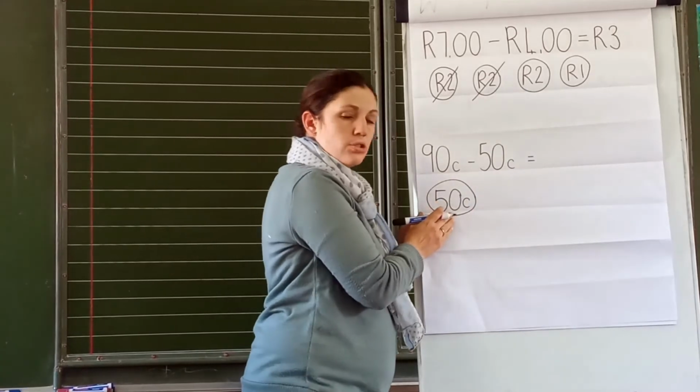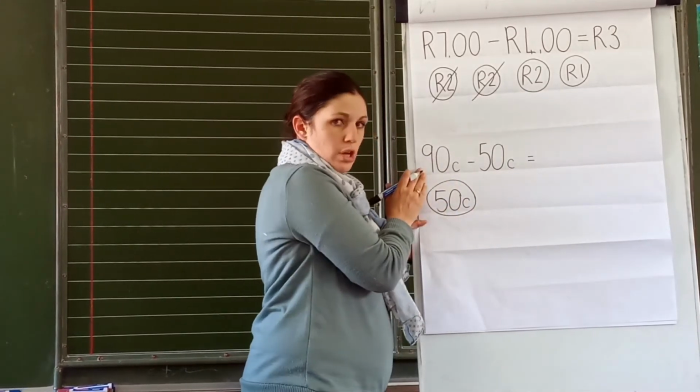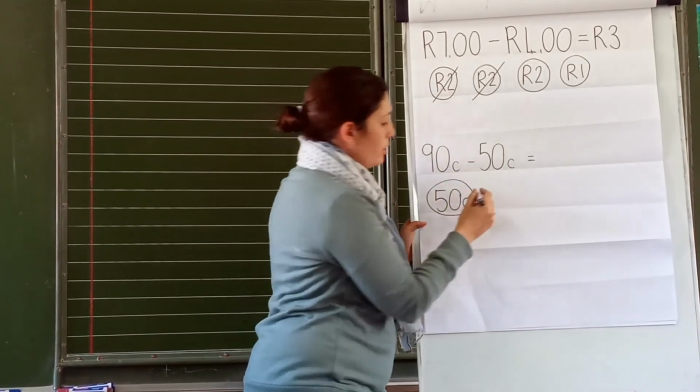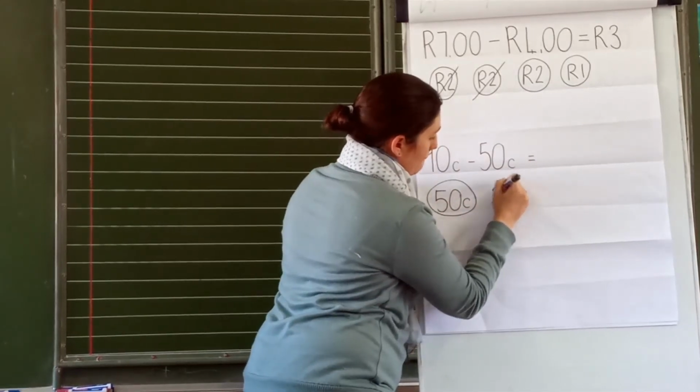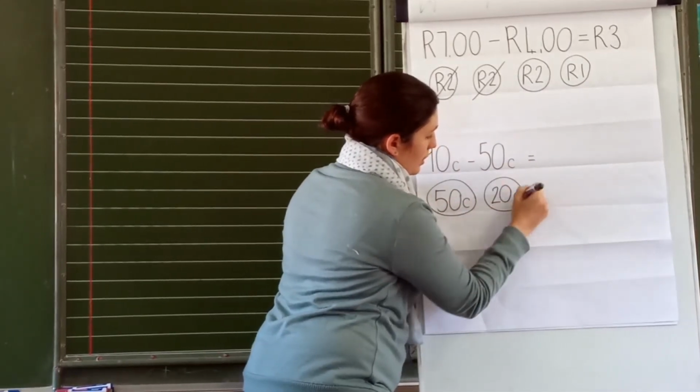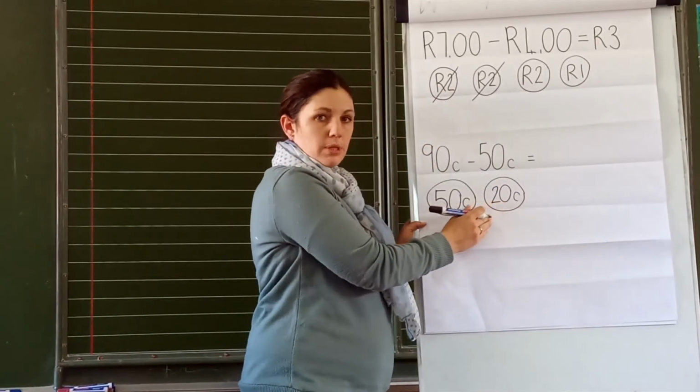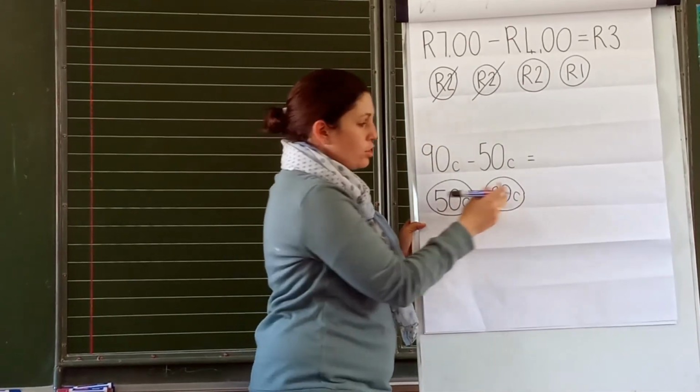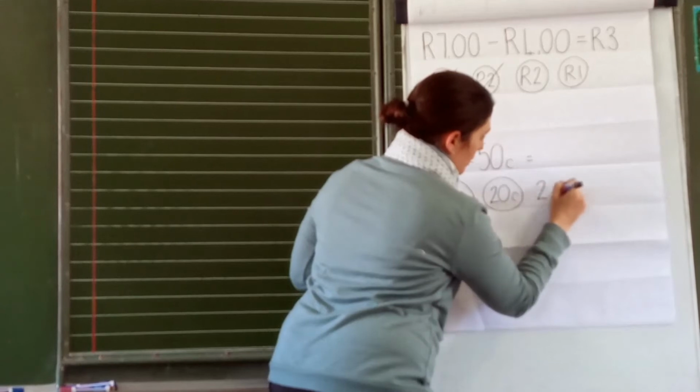Now, what do I need to add to 50 to get to 90? I know I can use a 20. 50 plus 20 will give me 70 cents, and I'm just short of another 20 cents here.